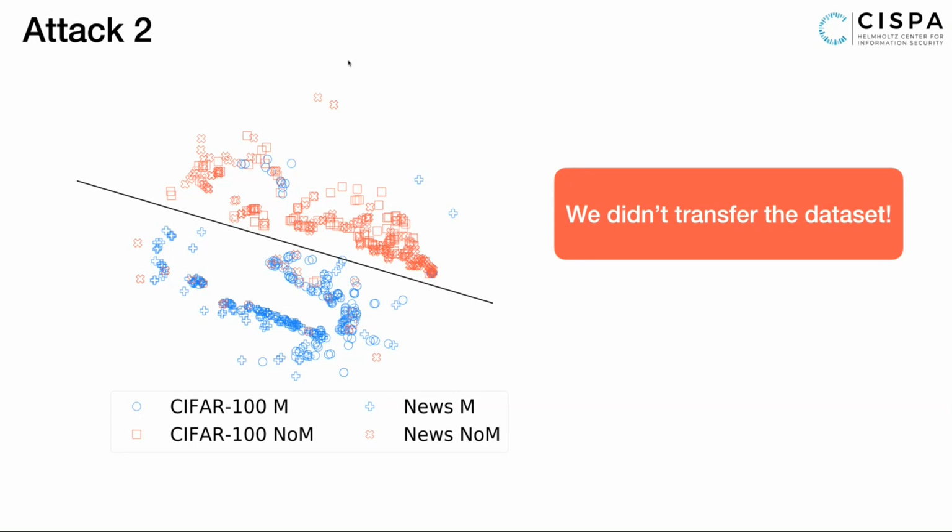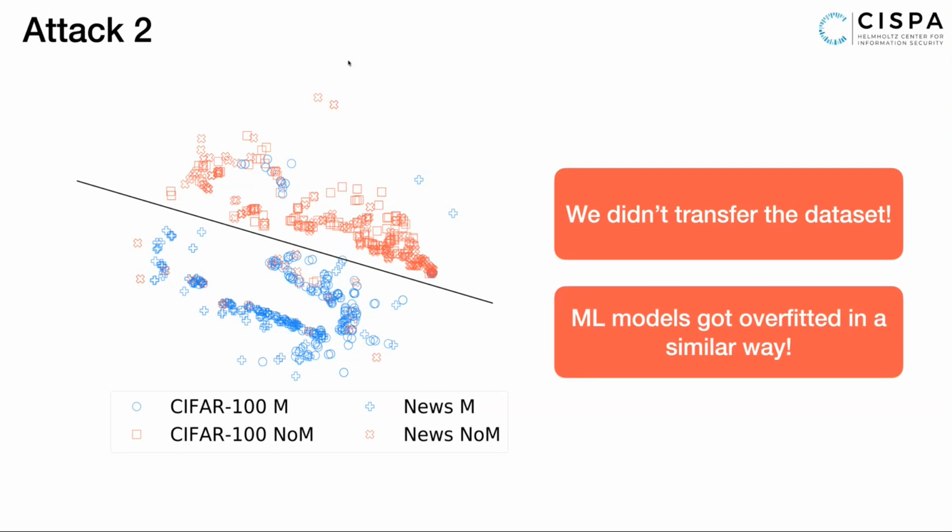Yeah, news is just a bunch of strings, and CIFAR is just a bunch of images. We didn't transfer the dataset to make this attack. We basically transfer the overfitting behavior of the models. So if the shadow model is overfitted, and if the target model is also overfitted, they are overfitted to their member samples in a similar way. That's why attack 2 can work.